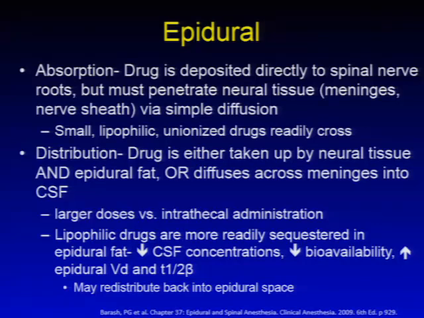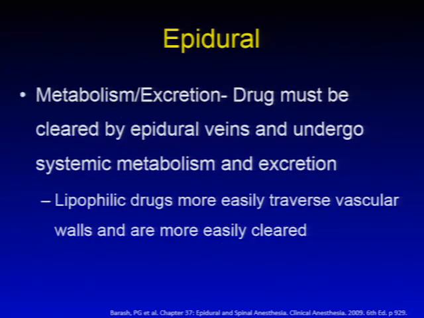This leads to decreases in bioavailability because less drug is available to be taken up by neural tissue, decreases in CSF concentrations, but increases in the epidural volume of distribution and elimination half-life, because these drugs can actually redistribute back into the epidural space and to the neural tissue. For metabolism and excretion, the drugs are actually cleared by the epidural veins and undergo systemic metabolism and excretion as described earlier. However, it is the lipophilic drugs that are much more easily able to traverse the vascular walls and are more easily cleared.